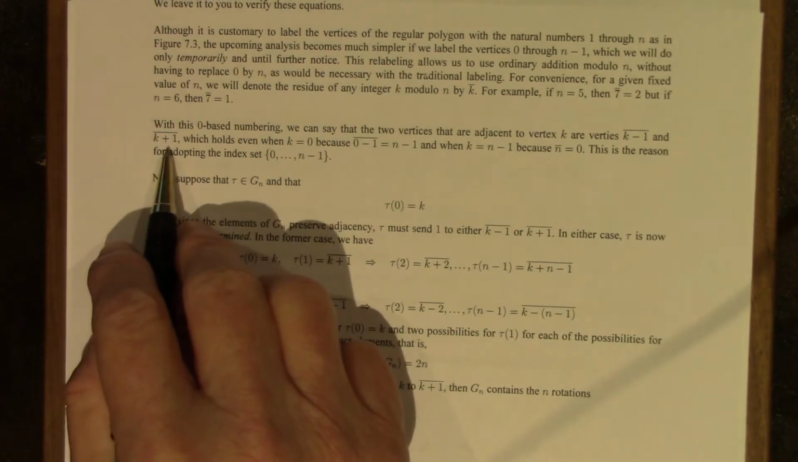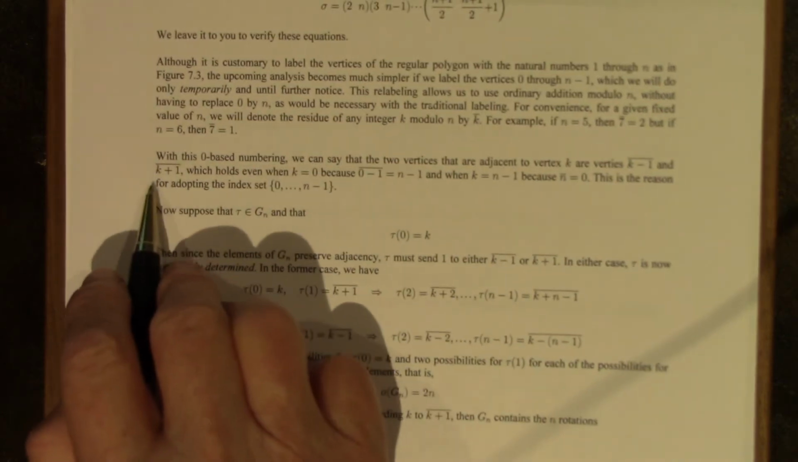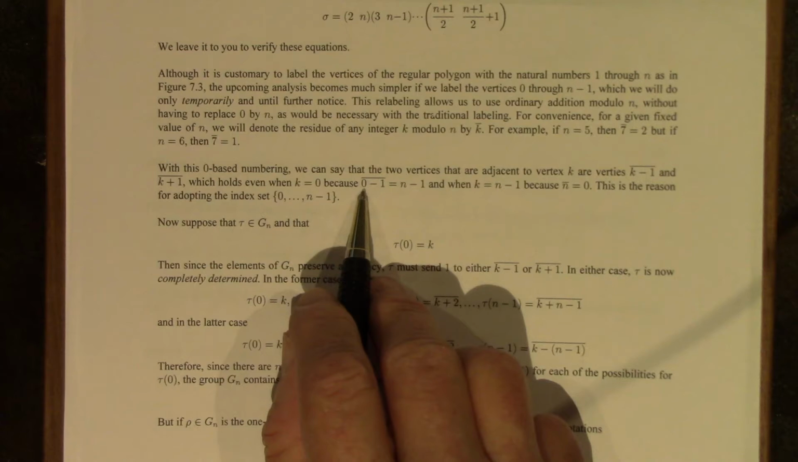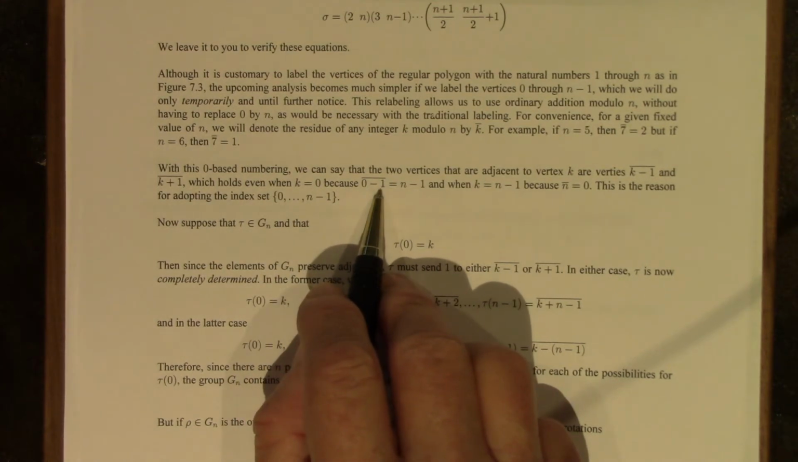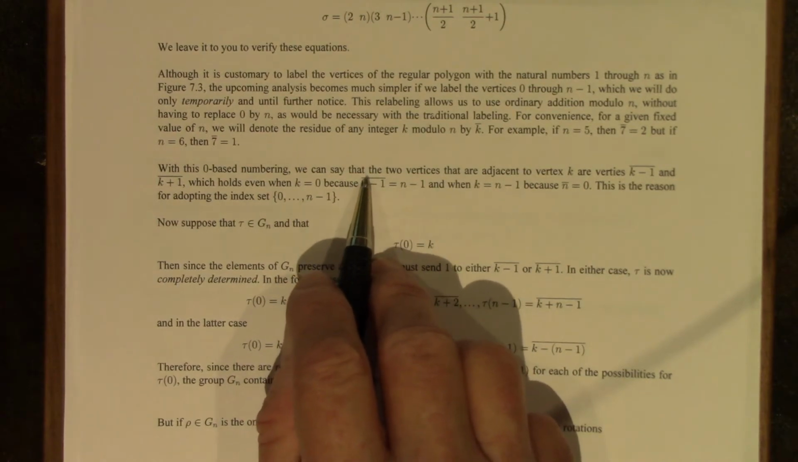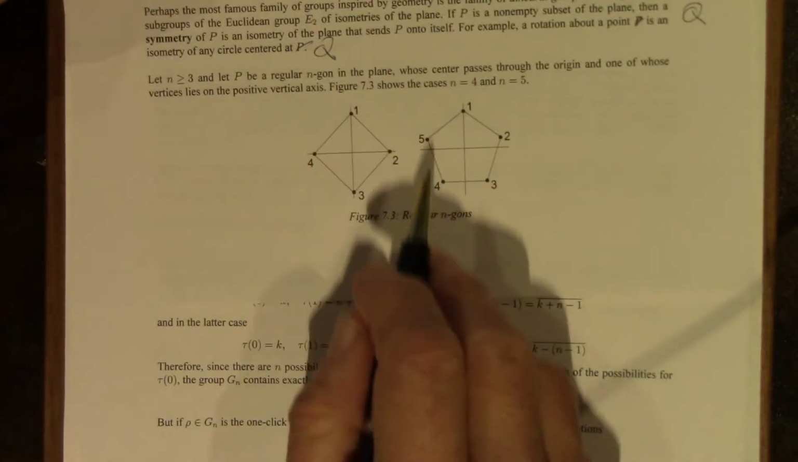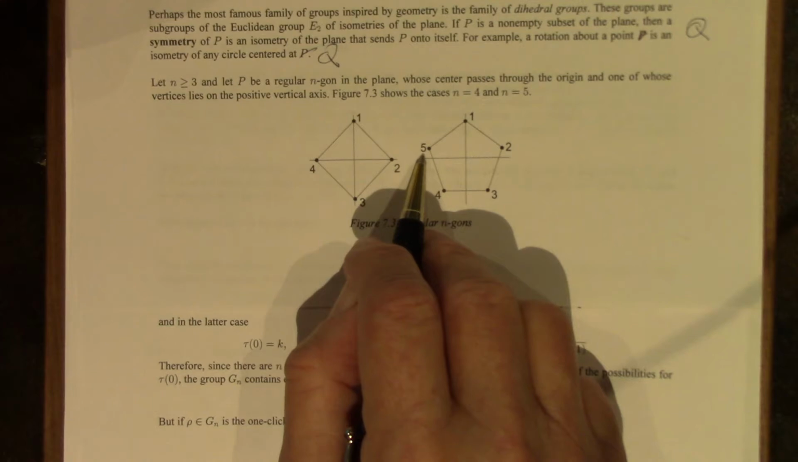So with this zero-based numbering, what we can say is that every vertex k is adjacent to two other vertices, one clockwise, one counterclockwise. The vertices that are adjacent to k are k minus 1 bar and k plus 1 bar. And that holds even when k is 0. So if k is that topmost vertex, vertex 0, if you compute 0 minus 1 bar, this is negative 1 mod n, which is n minus 1. So that is the previous vertex.